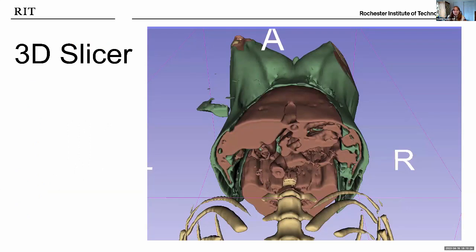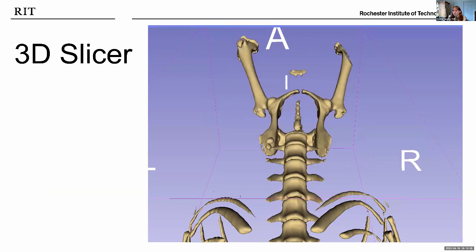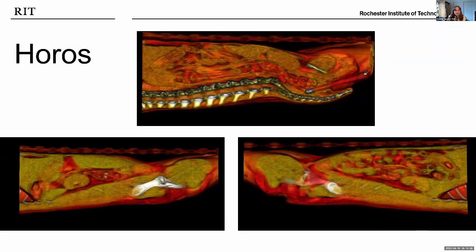And speaking of which, here's some examples of that DICOM data visualization. This is in 3D Slicer. You can see that I can manipulate the 3D body around and remove tissue. And then here's an example in Horos of getting that nice sagittal cut.